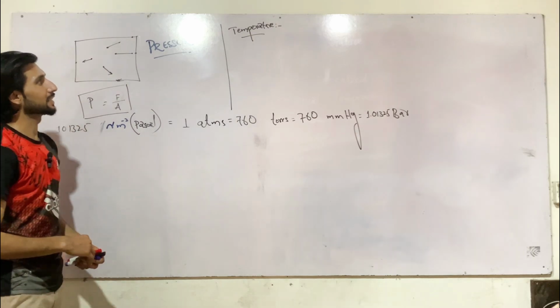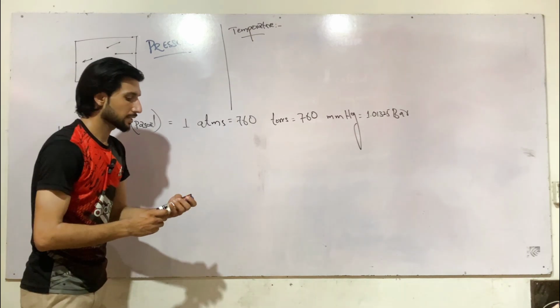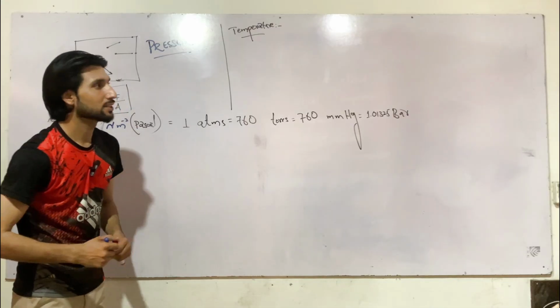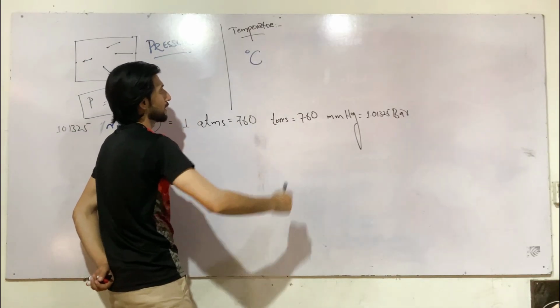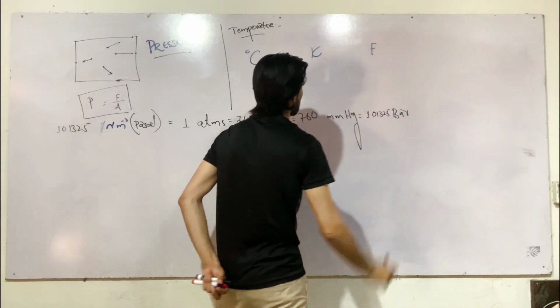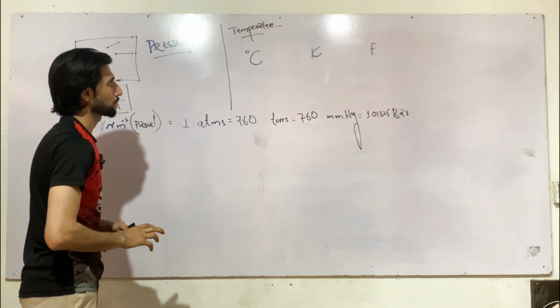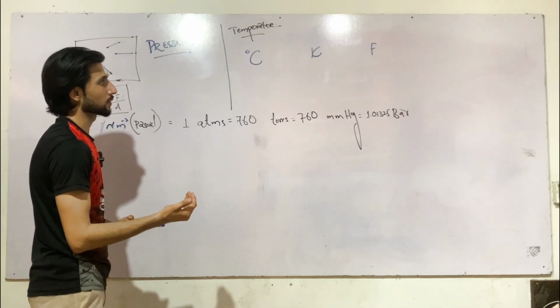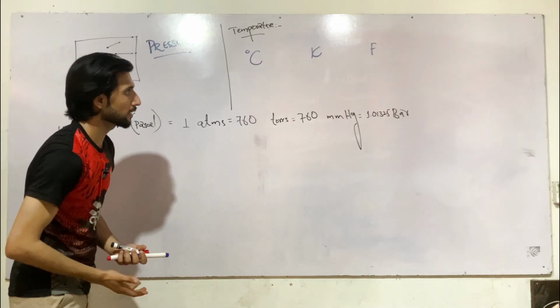So this degree of hotness or coldness, what is it measured in? It is measured in different units. One of them is Celsius, that is a scale. The other one is Kelvin, and the other one is Fahrenheit. So what are the relations between all of them? How is Celsius related to Kelvin, and Kelvin to Fahrenheit, or Celsius to Fahrenheit?